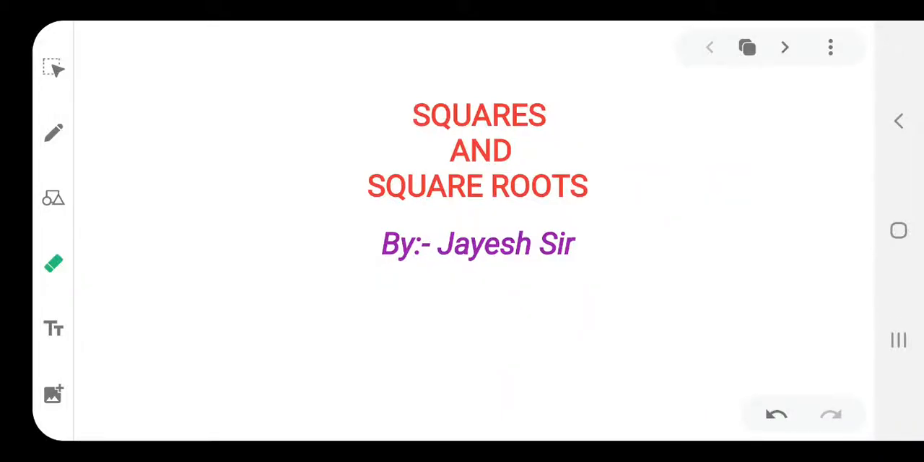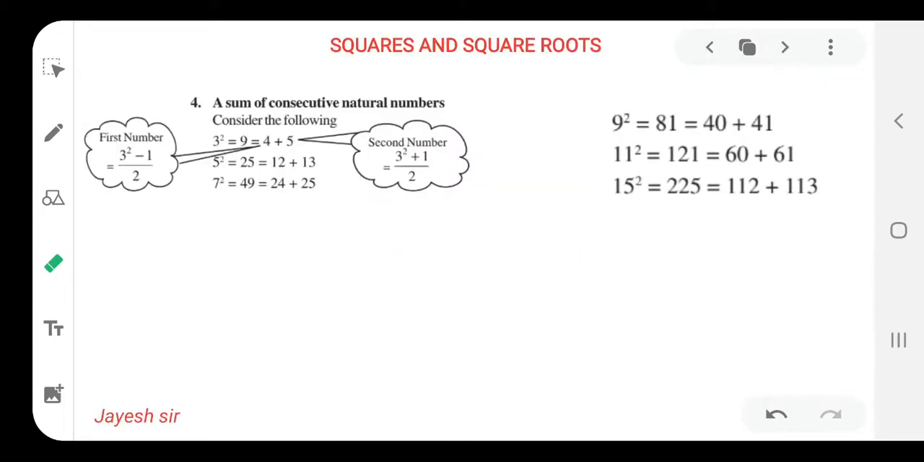In this chapter we have already covered the first part of the chapter, squares and square roots. This is the second part of the chapter. Let us see what new we are going to learn today. So let us begin the video. We have completed three patterns, or three methods, in the previous video, and from the fourth we'll start today. Yes friends, so let us begin.